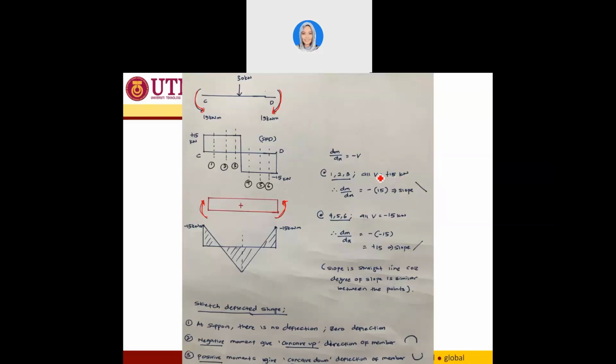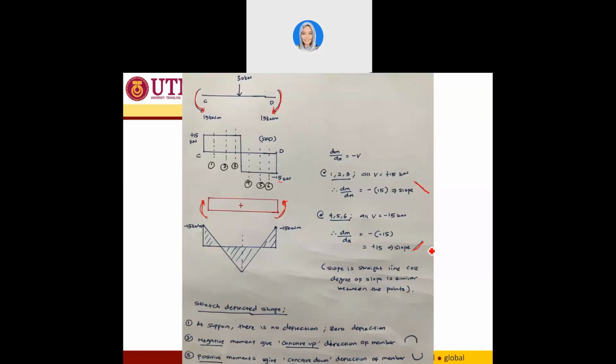equals negative V, since my V is 15, so -15, the slope is going downward. However, between points 4, 5, and 6, my shear is -15 altogether, so my dM/dx is negative times -15. It makes it positive 15, so the slope is going upward. There are no other values than these two, so the slope is a straight line because the degree of slope is similar between the points.